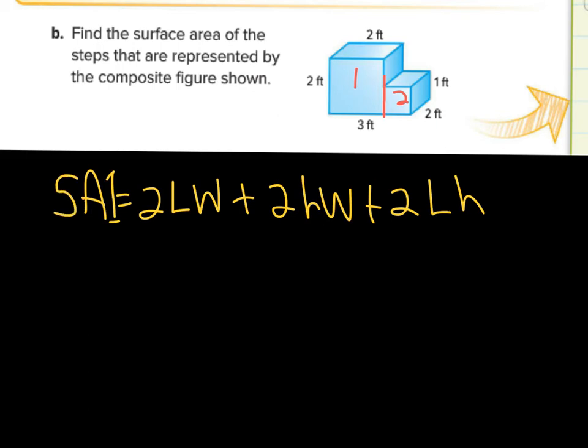Surface area of 1. Okay. So now we have to replace the variables, right? The length times the width for this one. Here's our length and here's our width. Now what's our width? How far back does it go? Well, you can see that down here, right? Because it's the same. So our length is 3 and our width is 2 for this, and it will also be for this one.